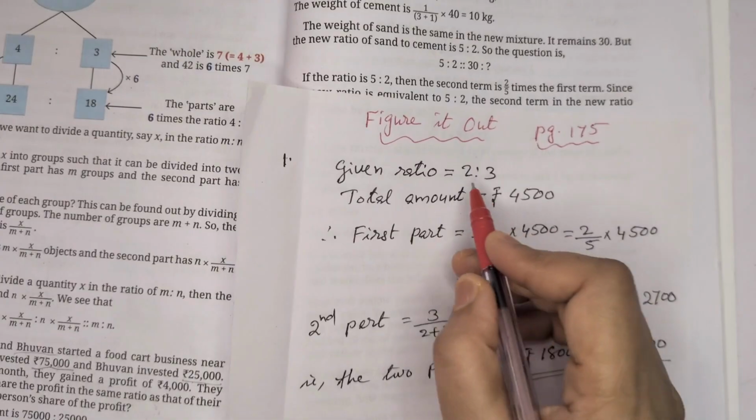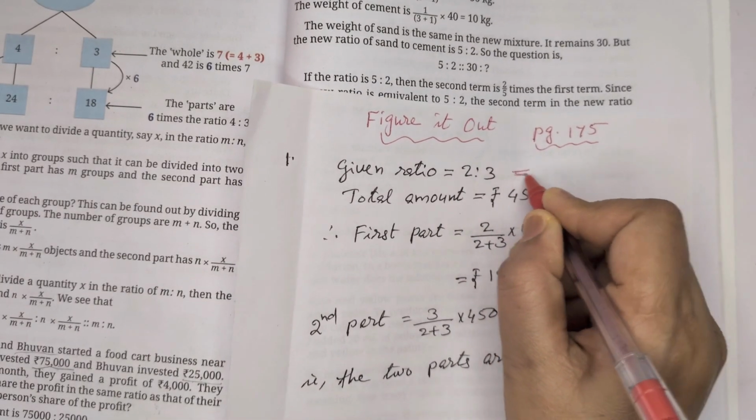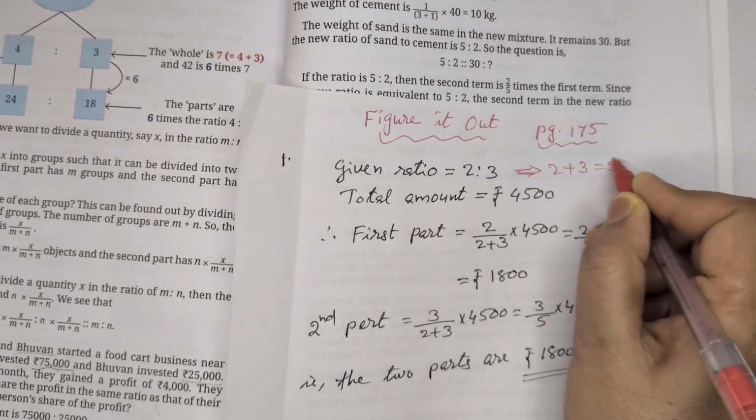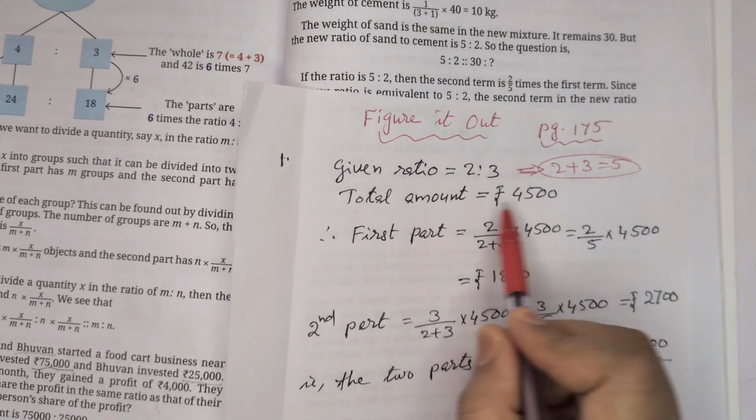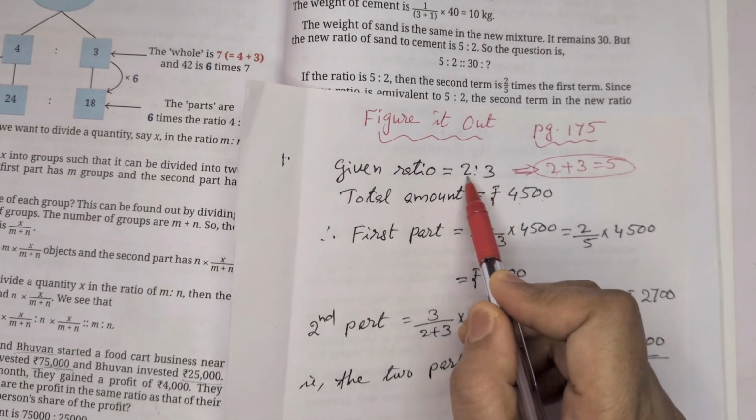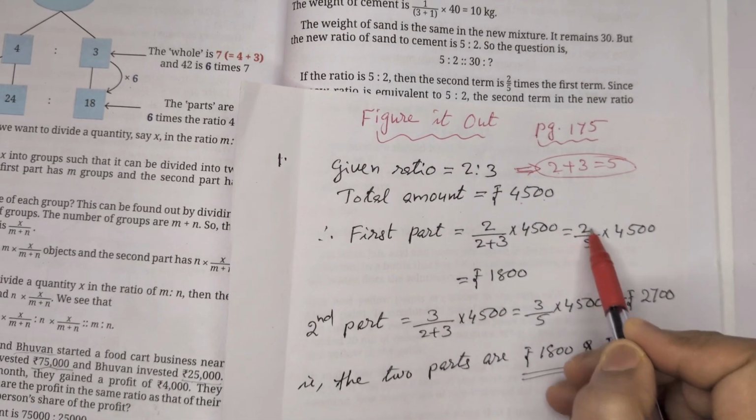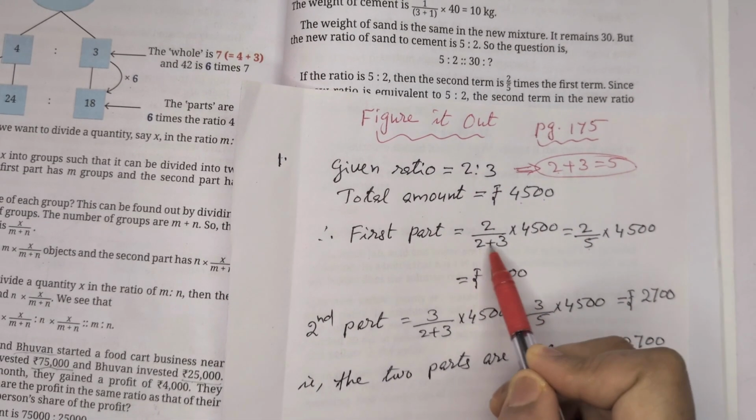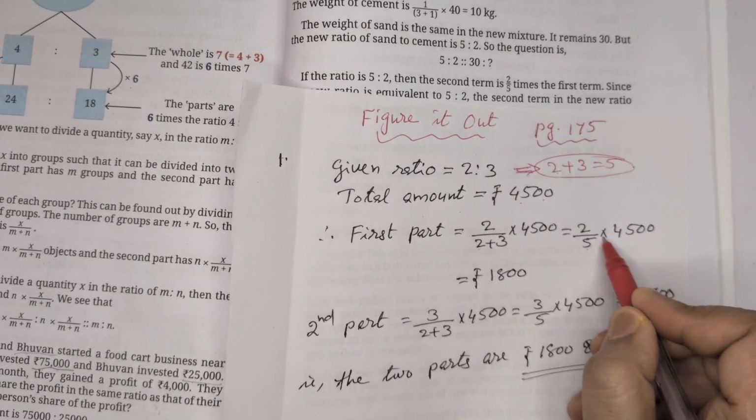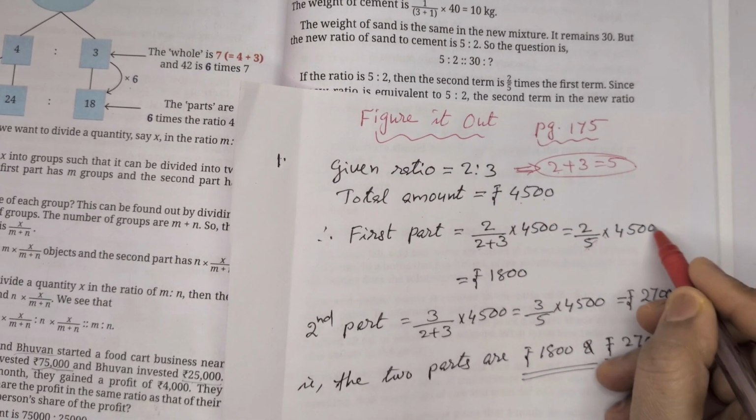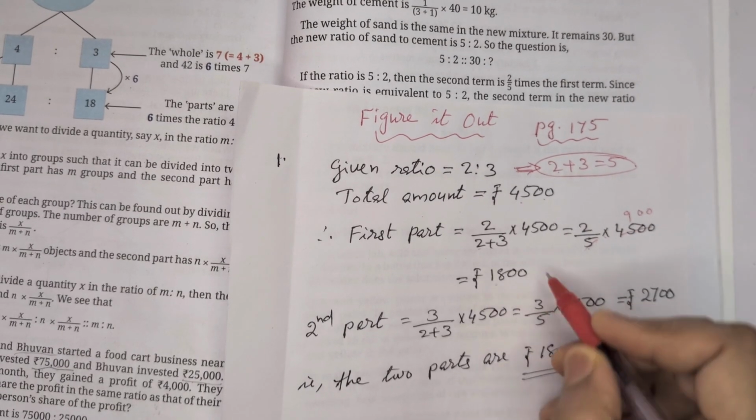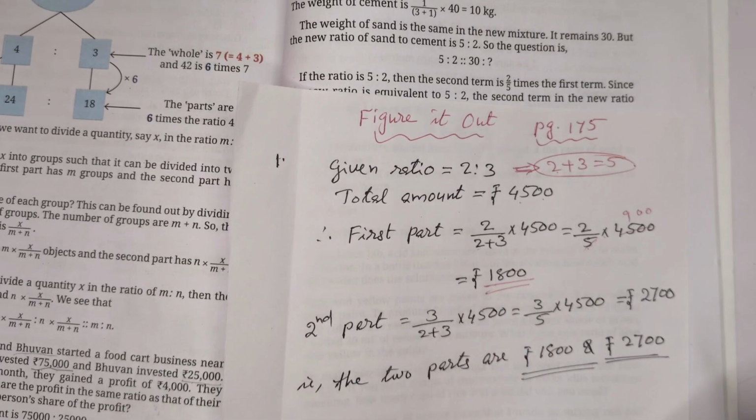Here the given ratio is 2:3. So the sum of the ratios, 2 plus 3, is equal to 5. The total amount is 4,500. The first portion is 2, so 2 out of 5, which means 2 by 5 into 4,500. If we divide by 5, we get 900. 2 into 9 is 18, so 1,800 rupees.